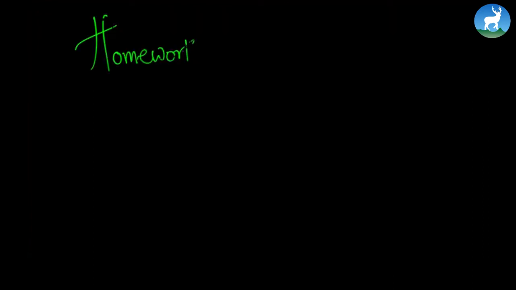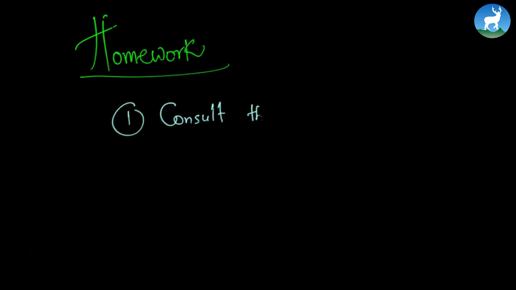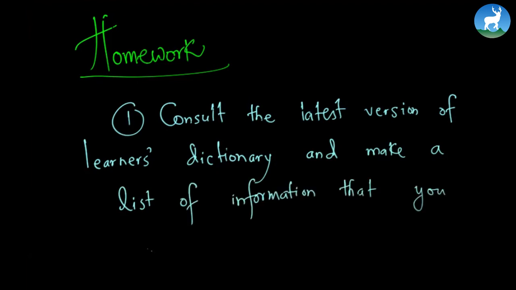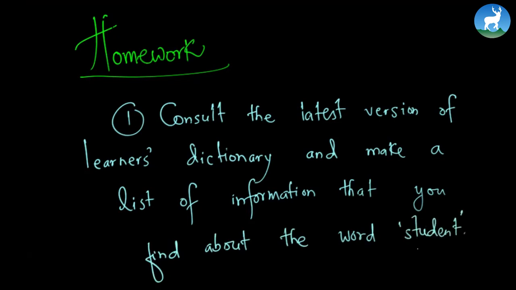So do that. With this, we have come to the homework section of today's class, and the homework is this one. Consult the latest version of your Learner's Dictionary and make a list of information that you find about the word student. So this is your work: go to the latest version of your Learner's Dictionary, find the word student from there, and write down all the information that you find.